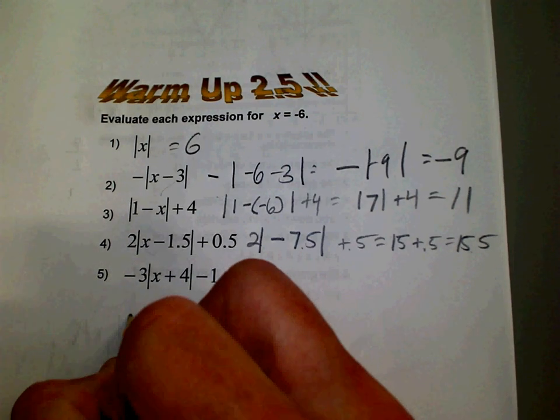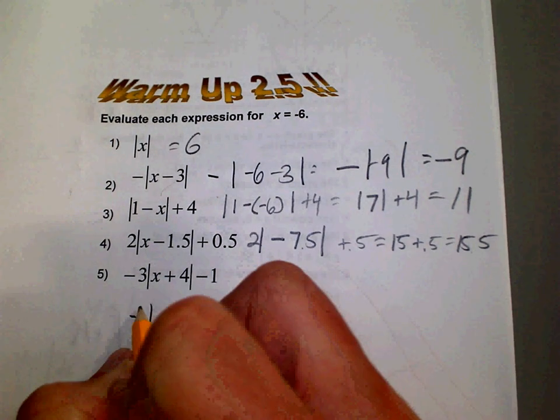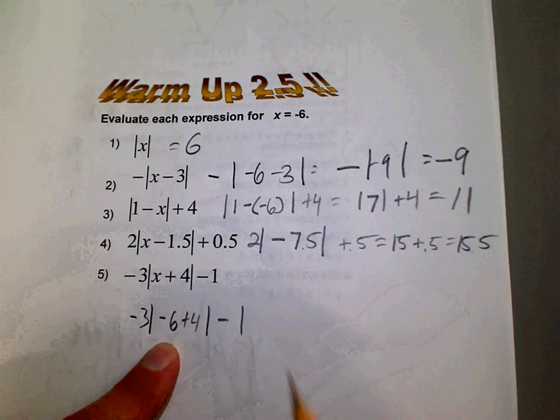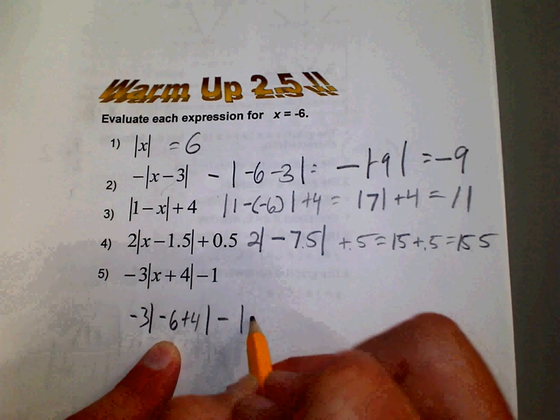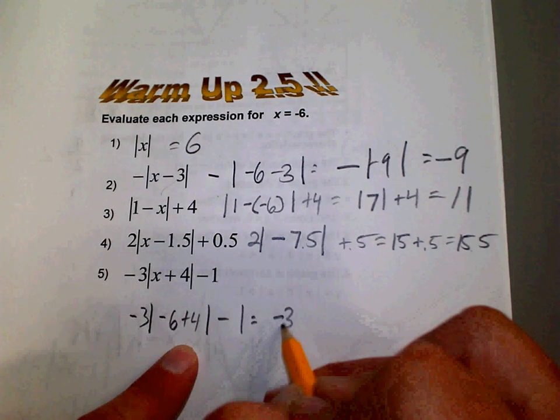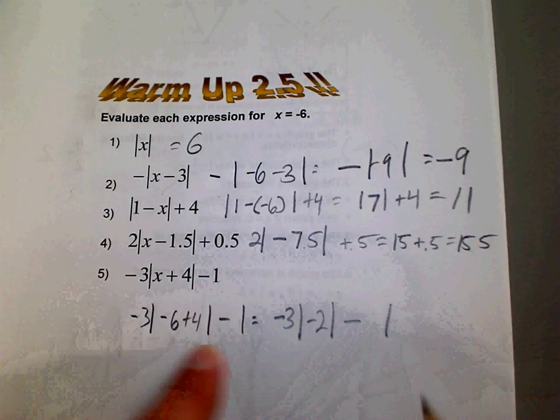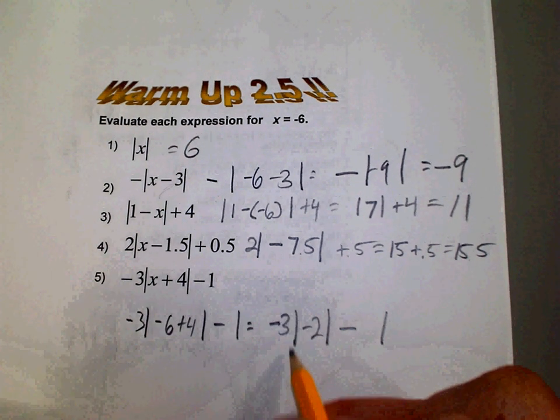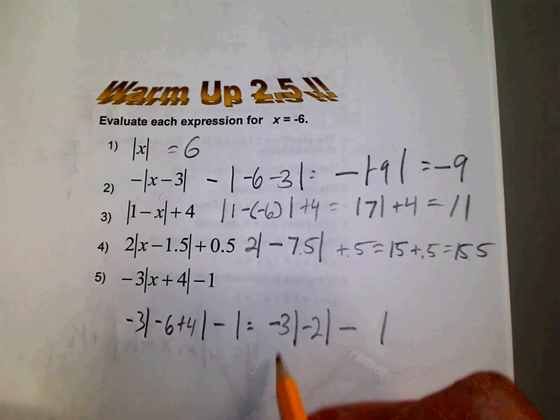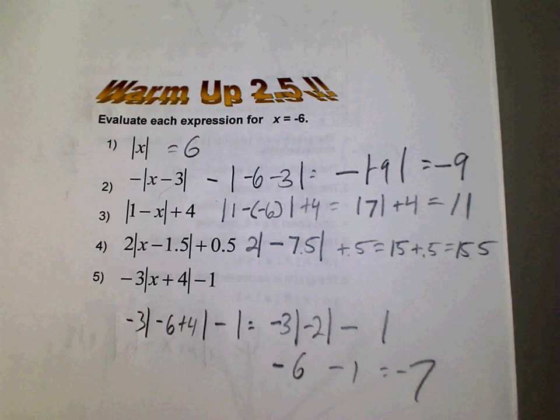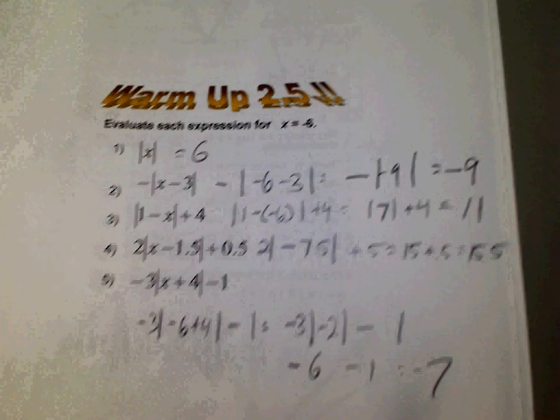Last one. What do y'all got? Negative 7. So negative 3 times the absolute value of negative 6 plus 4 minus 1, which is negative 3 times a negative 2 minus 1. Absolute value of that is positive, but negative does make negative 6 minus 1 is negative 7. Very good.